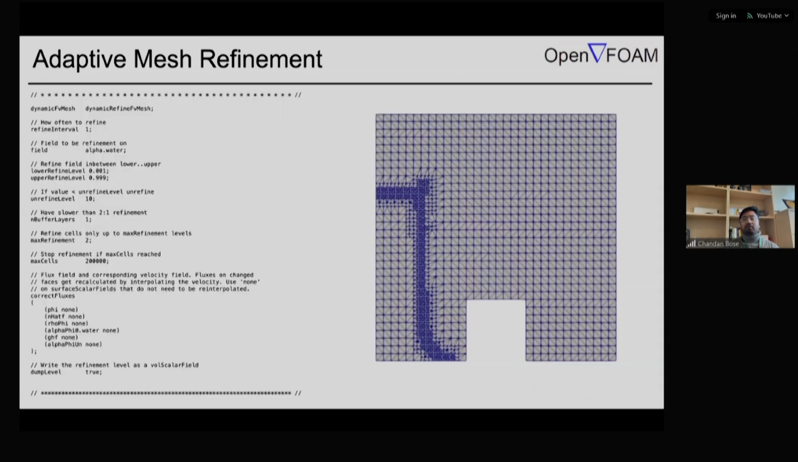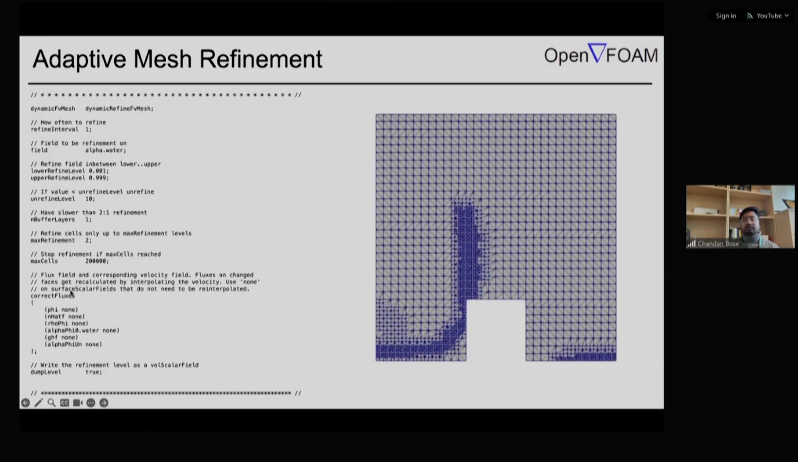And this is an example of a dam break, where you can see the refinement actually captures the water level, which is alpha water, the volume fraction of air and water. By capturing that, we can capture the interface. And the dynamic mesh dict here looks something like that, where we have to define the field as alpha water, and then other control parameters like the maximum refinement, the maximum number of cells, etc.